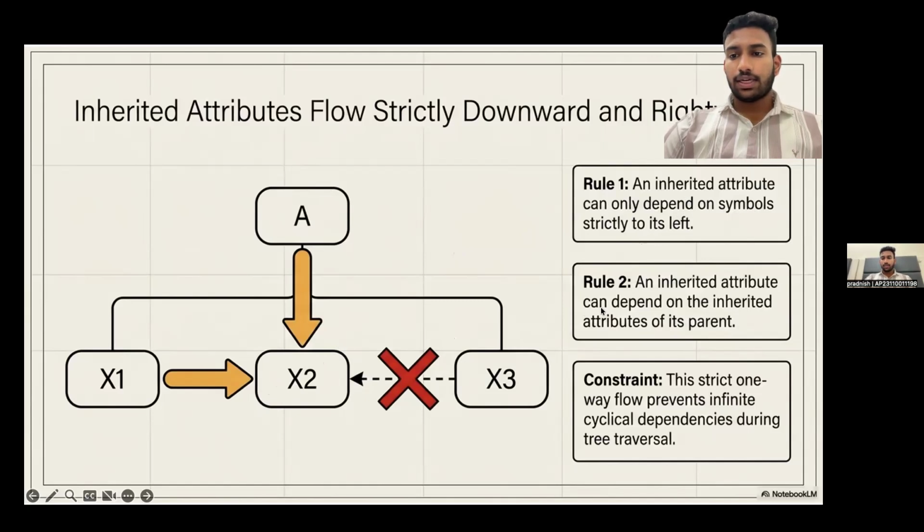An inherited attribute can depend on the inherited attributes of its parent. It can inherit the properties from its parent or from its siblings, but the sibling should be at its left. It should inherit the properties from the left side only. It can't inherit any properties from x3. This is a strict one-way process. The strict one-way flow prevents infinite cycle dependencies during tree traversal.